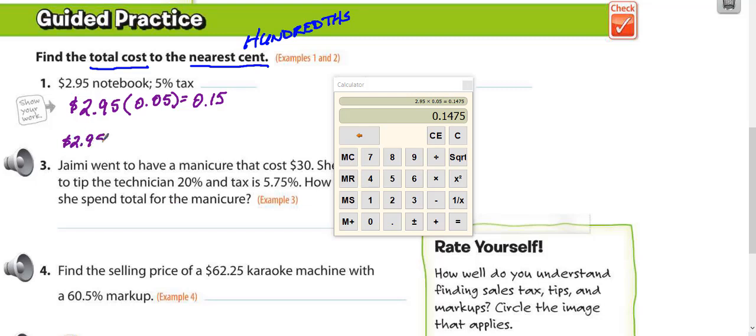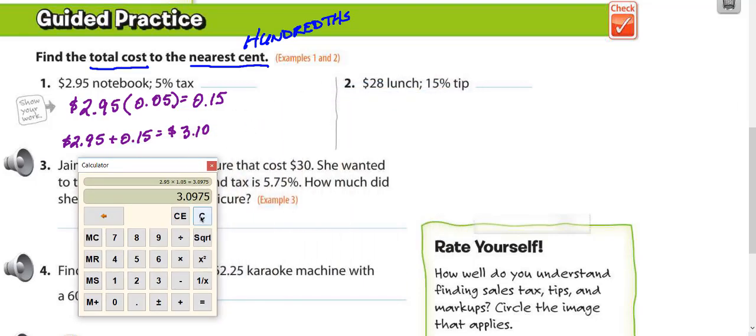So we would have the $2.95, add the 15 cents, and we have $3.10. We could get the same $3.10 if we did the $2.95 times 1.05. The 1 is the cost of the notebook. The 0.05 is the tax. And notice we get the same thing. We get 3.0975. That 7 rounds that 9 up, makes it a 10, which means we have to put a 1 there. We get $3.10. Let's slide that out of the way and clear it out.